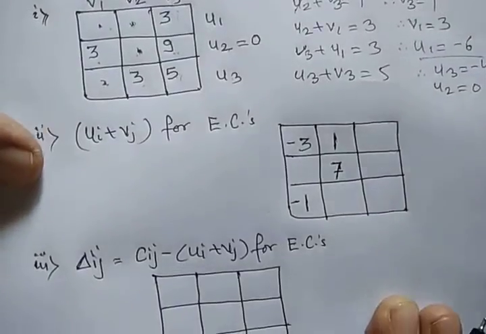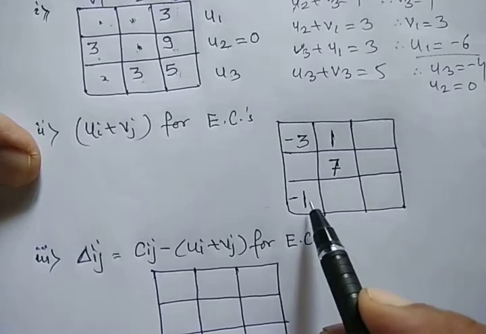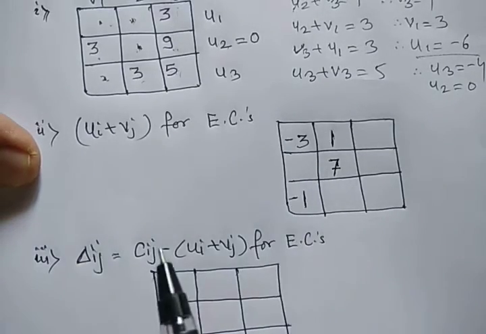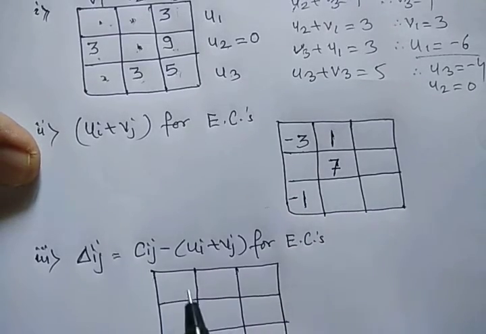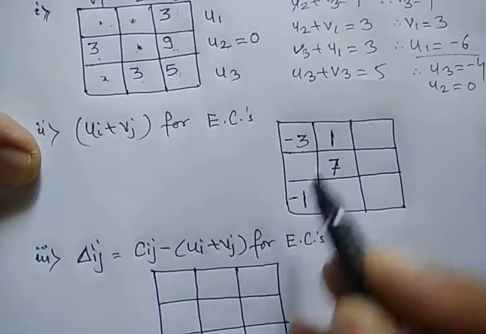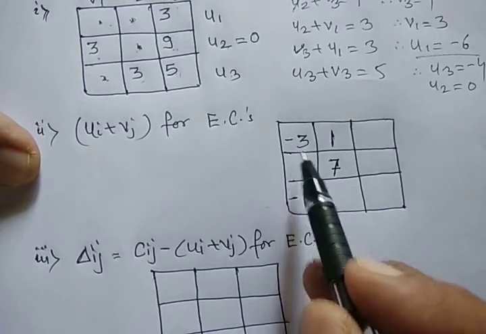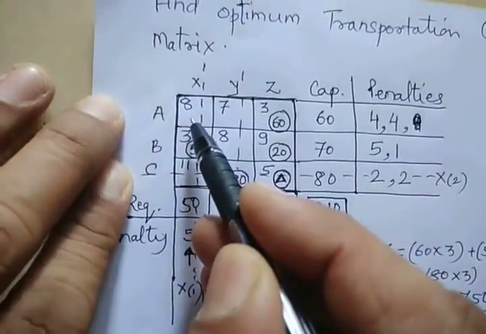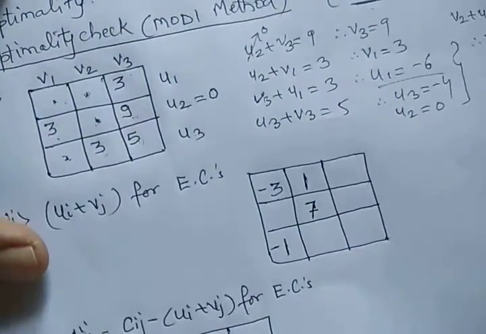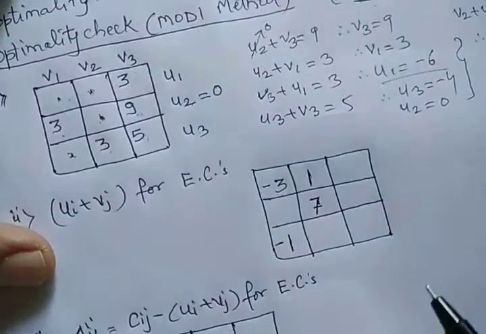Third step. What is the third step? Find delta Ij. What is delta Ij? Delta Ij is nothing but, see here, now we know Ui plus Vj for empty cells. Here transportation cost is there in the first matrix. So cost minus this value we have to write here for empty cells only. Find cost minus Ui plus Vj. Ui plus Vj is this, cost you have to see in the first matrix. What is the cost of first cell? The cost of first cell is 8. 8 minus of minus 3 will be 11.